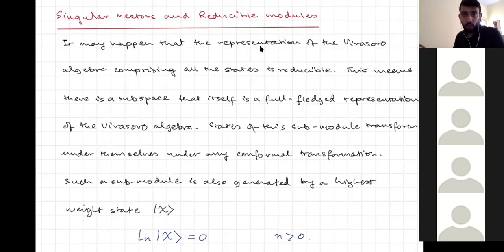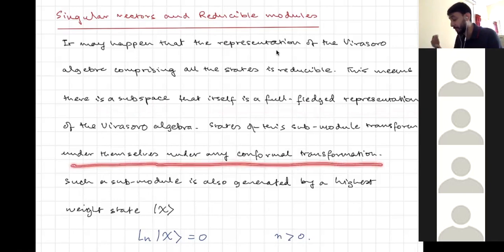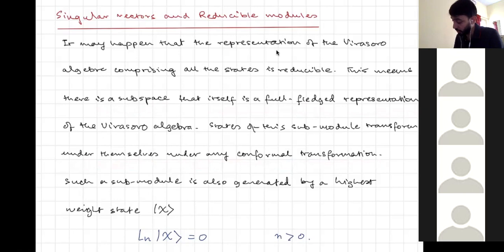So now we want to get to something that I call singular vectors or reducible modules. As I write here, it may happen that the representation of the Virasoro algebra comprised of all the states is actually reducible. What does this mean? This means that there's a subspace that itself is a full-fledged representation of the algebra. So states of this subspace, or if you wish, the submodule, transform into themselves under any sort of conformal transformation.